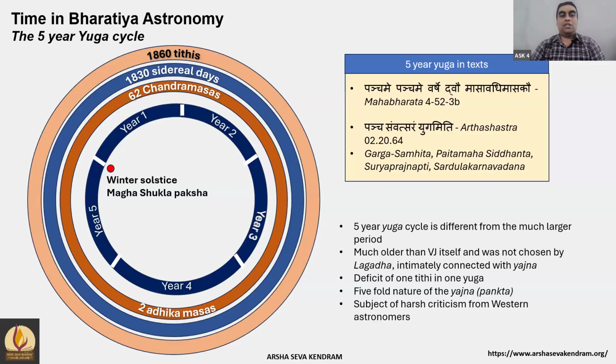We saw that it starts with the winter solstice, which is the starting of the Shukla Paksha of the Magha month, and it has 62 lunar months, 1830 sidereal days, and 1860 tithis within it, which also includes 2 Adhika Masas.